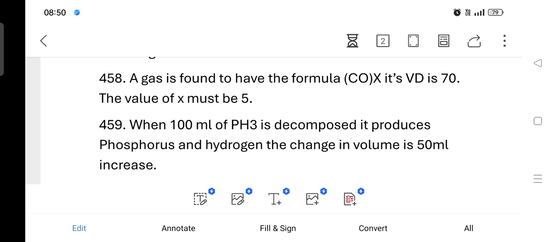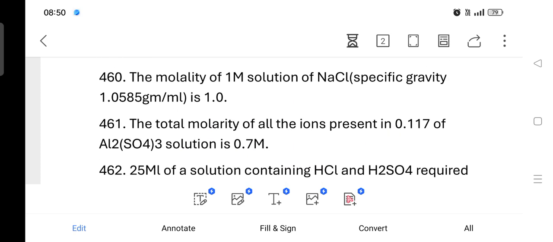When 100 ml of PH3 is decomposed, it produces phosphorus and hydrogen. The change in volume is a 50 ml increase.